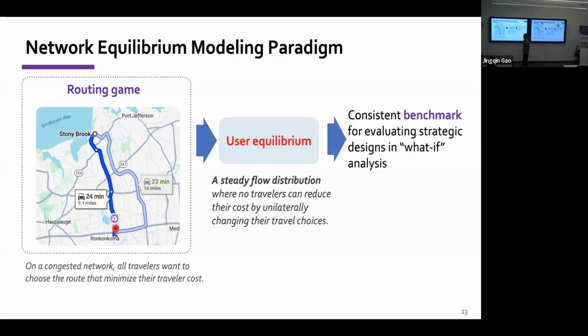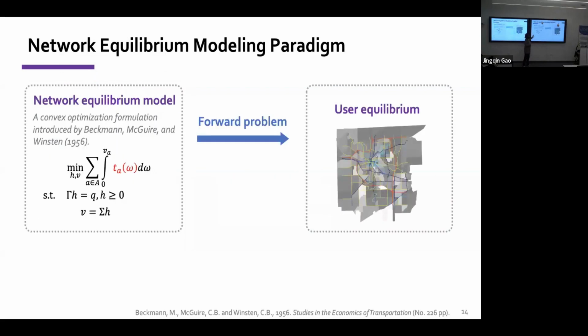So this is how what we call the network equilibrium modeling paradigm works. In the seminal work of Beckmann, McGuire, and Winsten in 1956, they showed that solving for the equilibrium state of this routing system can be as simple as solving a convex optimization. So in theory, as long as I have a game-theoretical model, I can solve for the user equilibrium, and I can use this to support decision making.